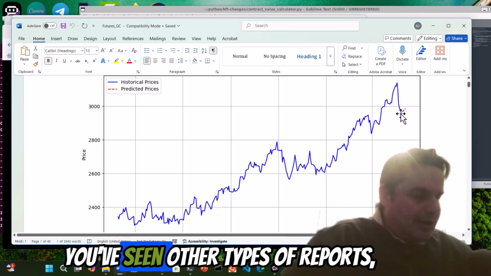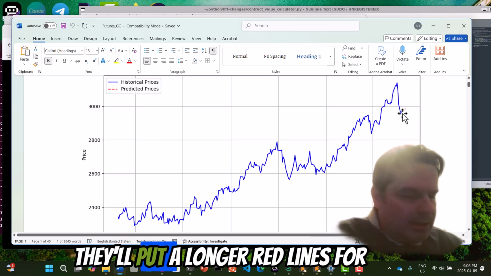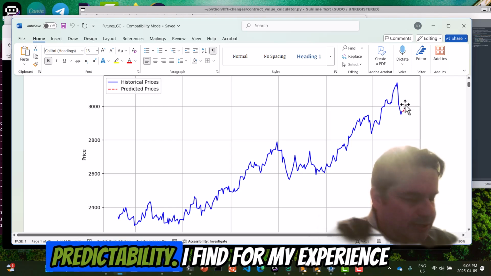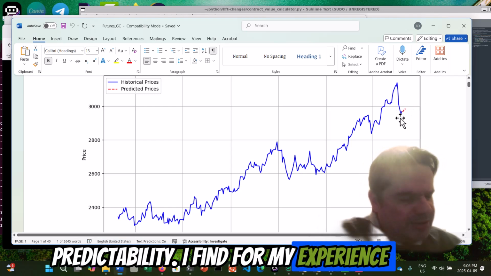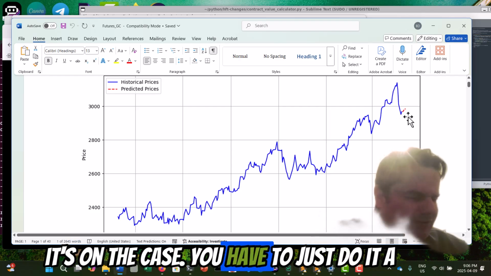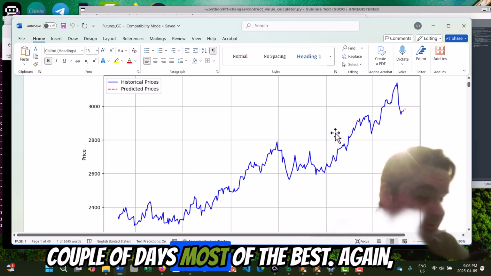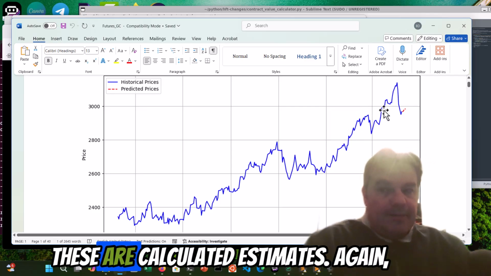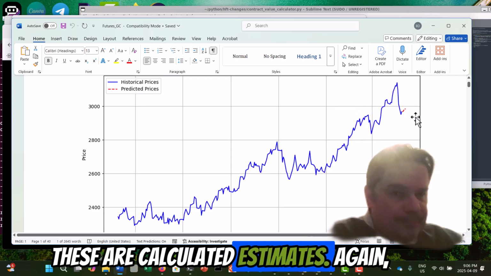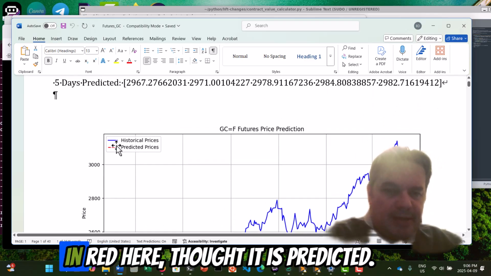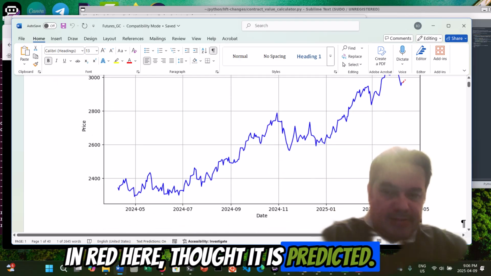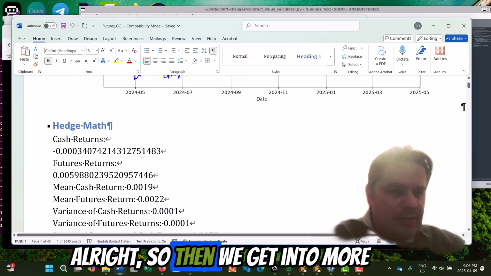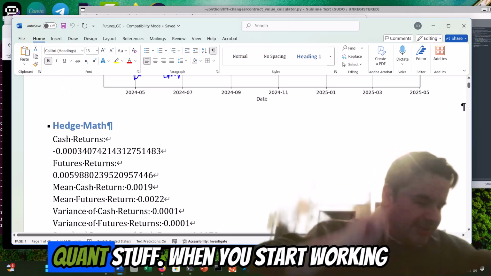If you've seen other types of reports, they'll put longer red lines for predictability. I find from my experience, it's not the case. You have to just do it a couple of days at most, at best. And again, these are calculated estimates. Okay. So again, in red here, dotted, it is predicted. All right. So then we get into more quant stuff.